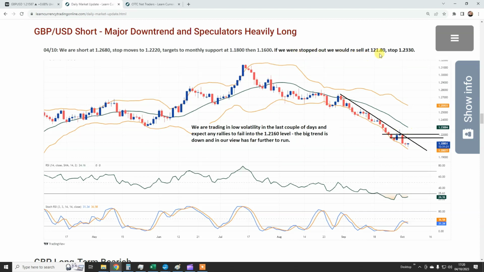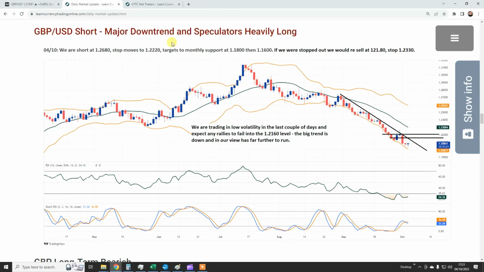If we were stopped out, we would just sell at 121.80. I put the full stop in the wrong place. So we'd sell back through the round number with a stop behind the next round number, 123, which is also behind this 20-day moving average. So the speculators got a little bit too long there, a little bit too bullish about the UK, which is in total disarray at the moment, and too bearish on the dollar.